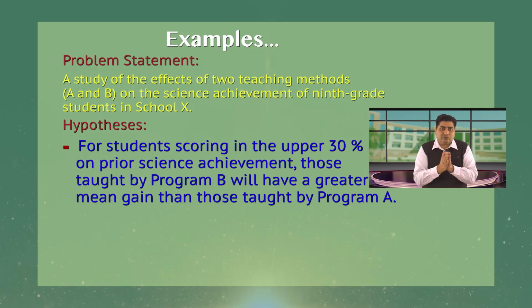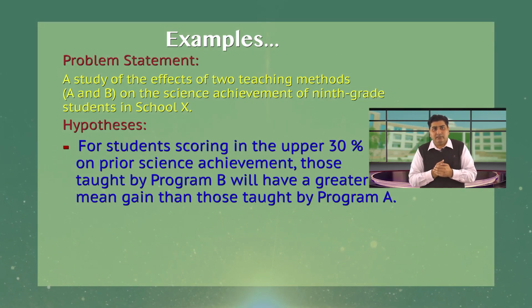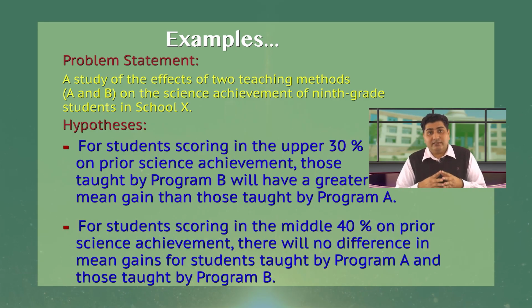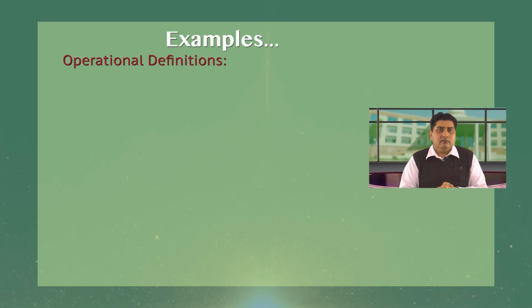In the same way, I can state one more hypothesis. For students scoring in the upper 30% on prior science achievement, those taught by program B, that was method B, will have a greater mean gain than those taught by method A. One more may be, for students scoring in the middle 40% on prior science achievement, there will be no difference in mean gains for students taught by method A and those taught by method B. These different hypotheses are actually drawn on the basis of my review of the literature or previous studies or the theory.